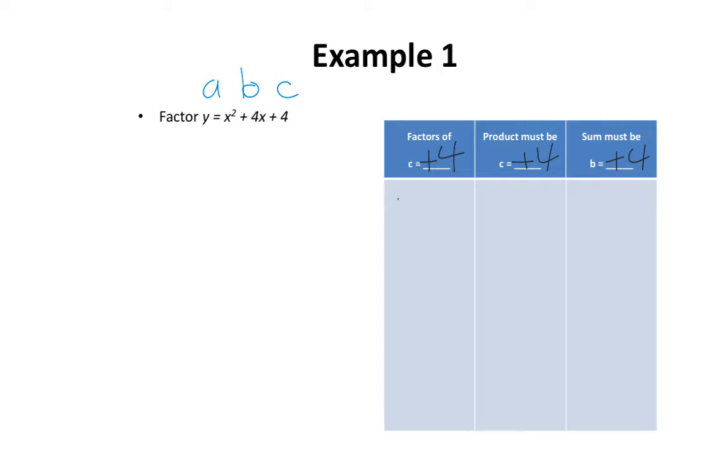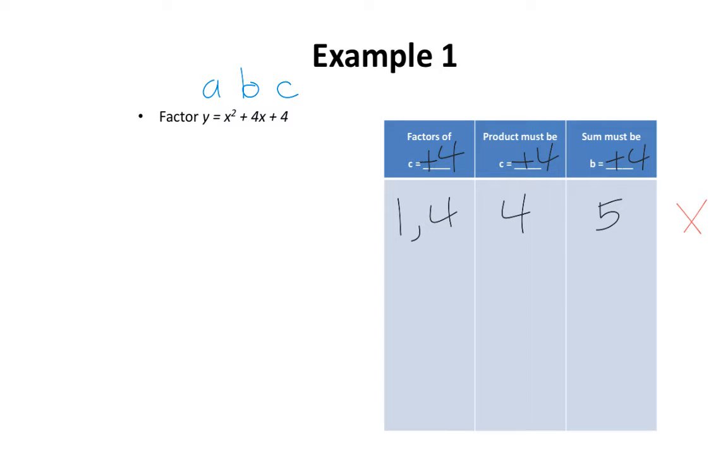I can think of 1 and 4. Now, the product of these two numbers must be equal to positive 4. Well, 1 times 4 is equal to 4. That sounds good so far. However, the sum of these two numbers must be equal to positive 4. Well, 1 plus 4 is equal to 5. Therefore, the factors of 1 and 4 don't really work. Let's think of two other factors.